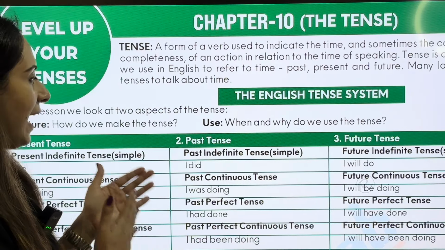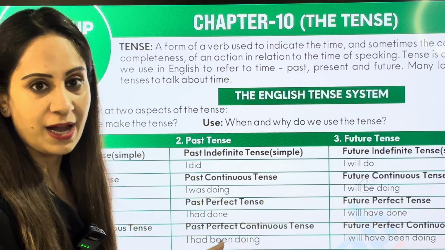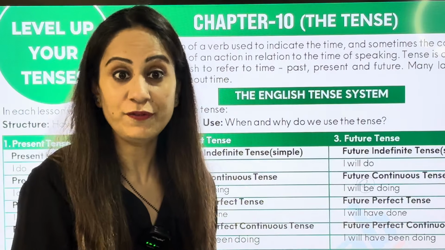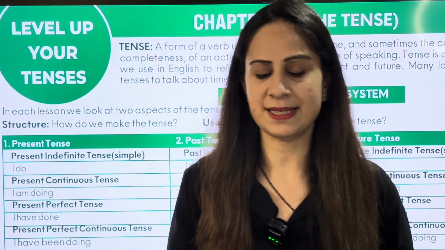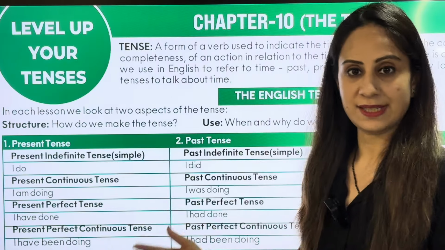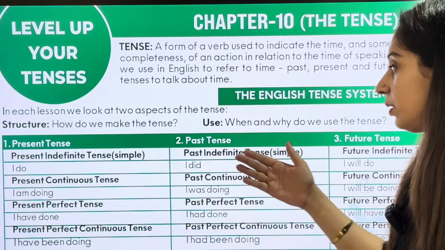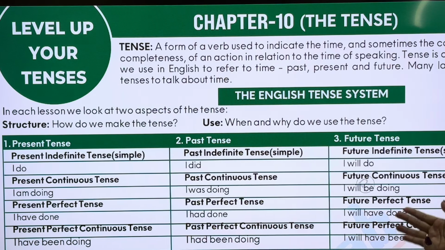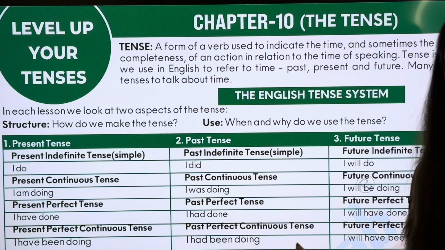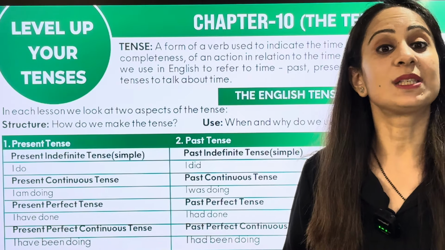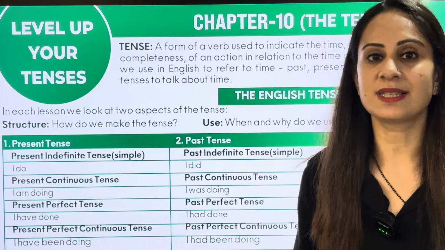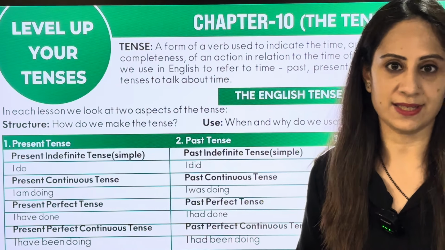Now let's understand the English tense system. As you can see, we have a present tense, then we have a past tense, and then we definitely have the future tense. Each tense that we have, for example, in the present, we have 4 different tenses. Again, in the past, we have 4, and in the future, again, we've got 4. So in total, I will be helping you to learn 12 tenses. This will help you to learn the entire system of speaking in English as a language.